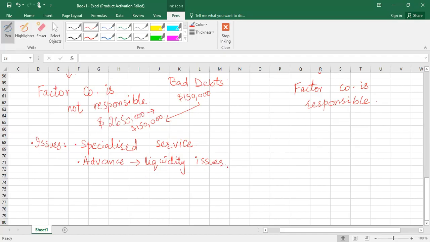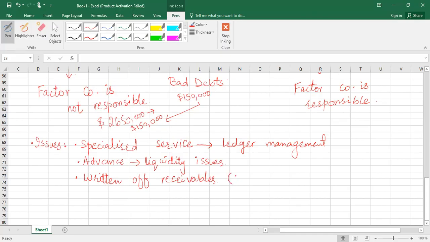So they are resolving your liquidity issues immediately. Second one is they are not only providing specialized services towards ledger management, not only are they going to provide you cash in advance, they are resolving your issue of written off receivables or bad debts, because most of the companies are facing this problem and they are unable to reduce their bad debts or receivables to the level of ideally zero or to its minimum level.